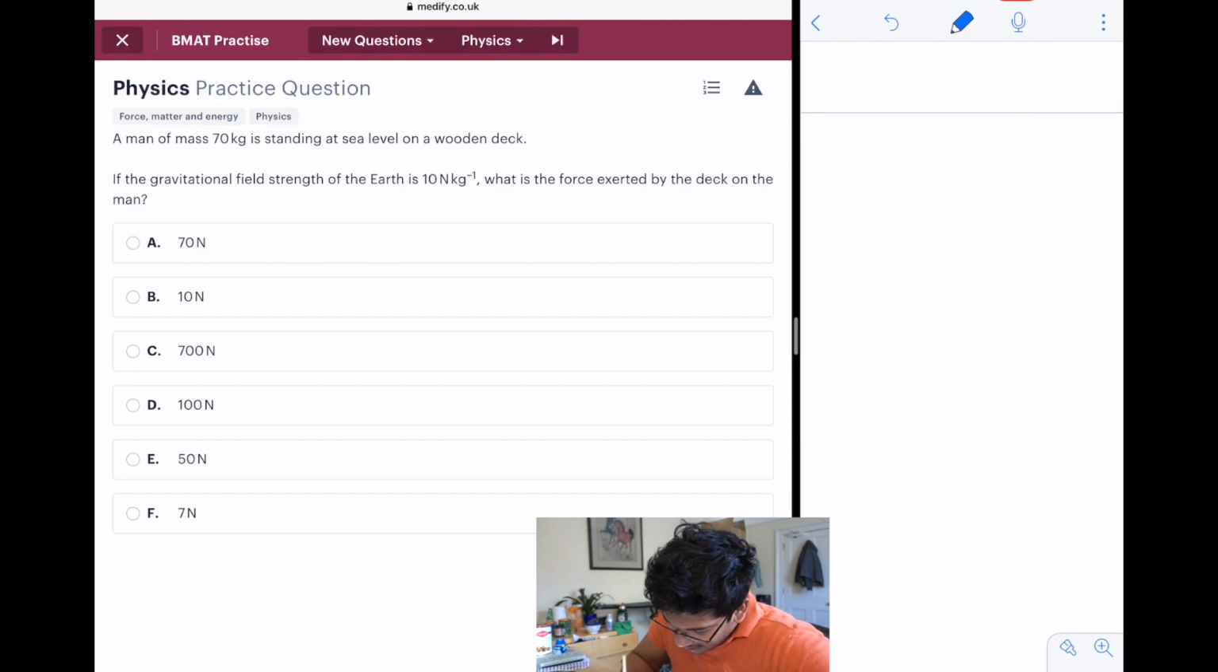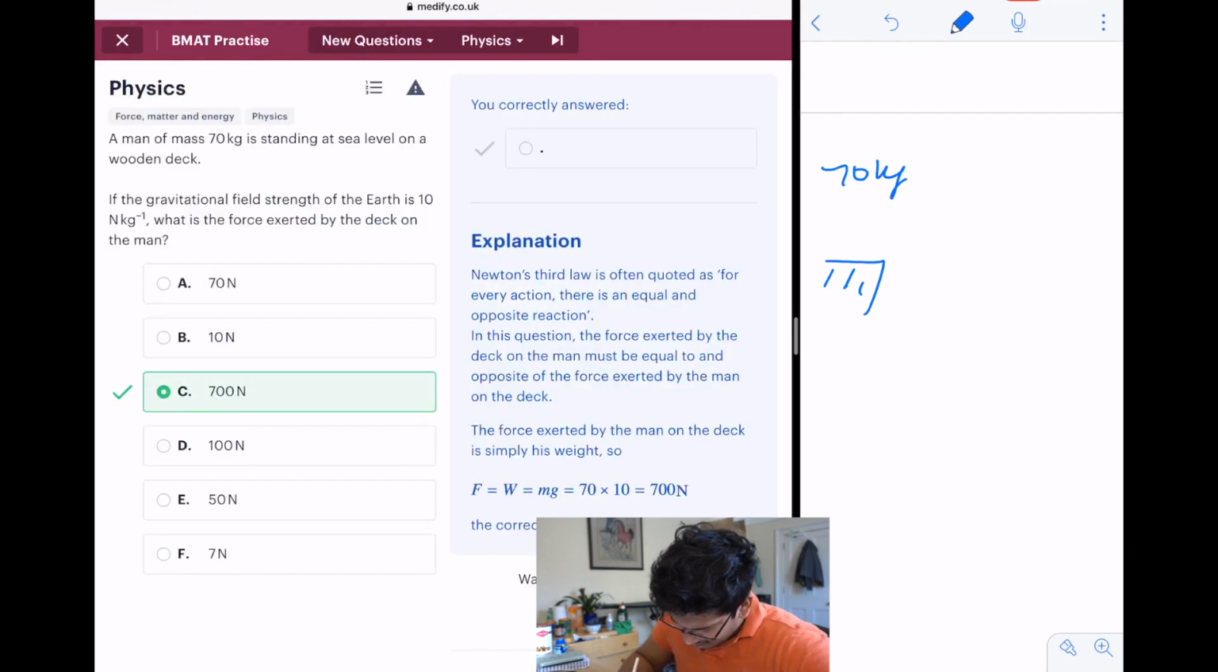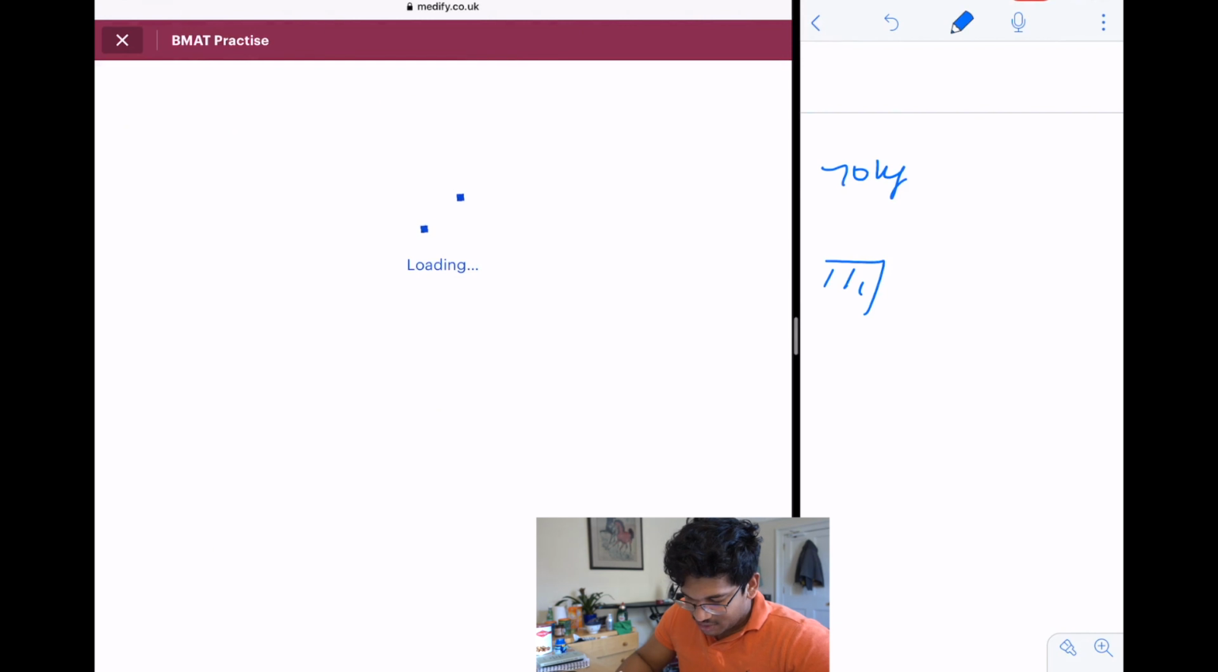Right, a man of mass 70 kilograms is standing at sea level on a wooden deck. Great. The gravitational field strength is 10 newtons per kilogram. What is the force exerted by the deck on the man? Great, 700 newtons. That's pretty easy, because, yep, Newton's laws.